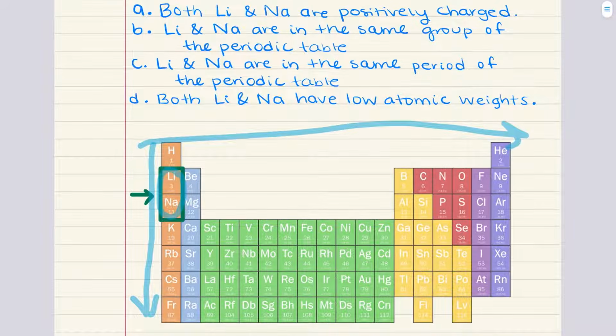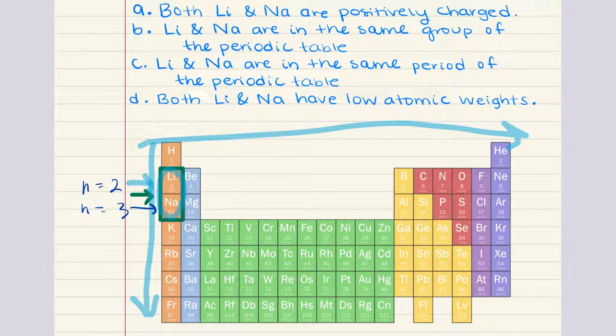Now, if we look at option C, it says lithium and sodium are in the same period of the periodic table. This is completely incorrect because lithium is in period 2 and sodium is in period 3. So they are not in the same period. In addition, elements in the same period do not necessarily share similar chemical properties. Instead, they exhibit trends across a period, like increasing electronegativity or atomic size, etc.